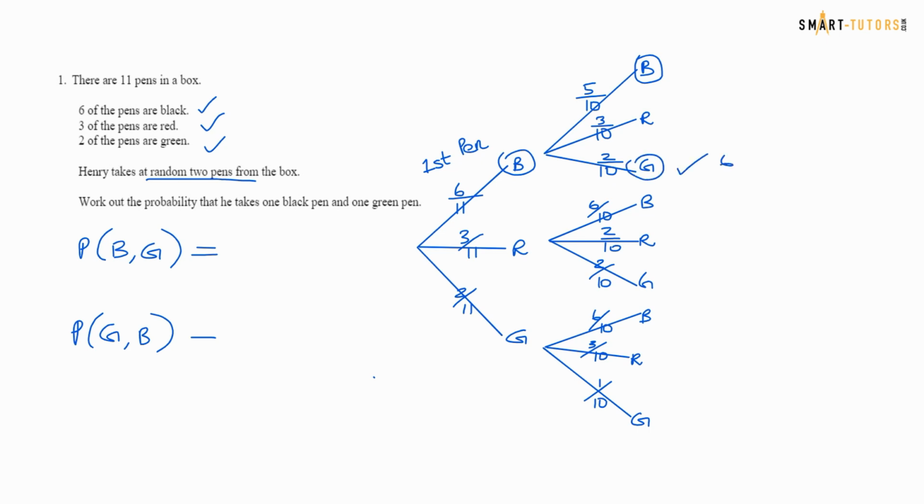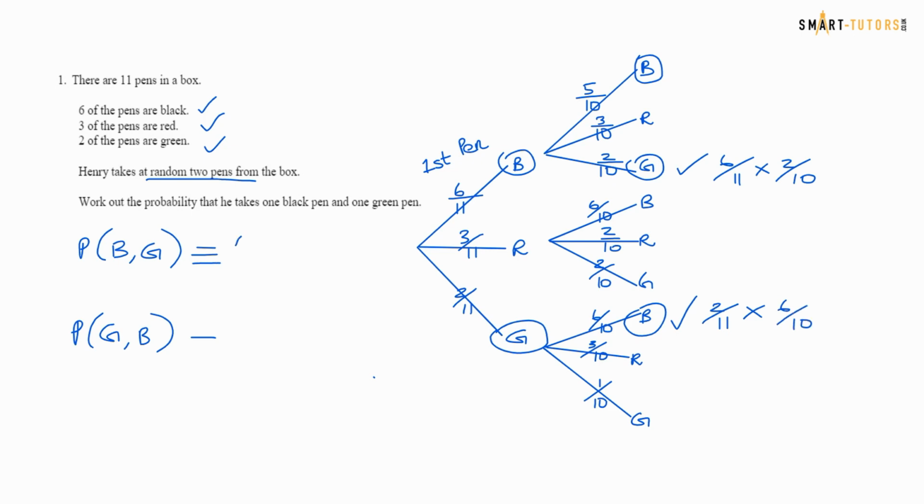So which is 6 upon 11 times 2 upon 10. It's possible. And red, so red is not going to be happening. So this branch, green and black. So that is going to be this branch: 2 upon 11 times 6 upon 10. So these are the probabilities we need to find out.